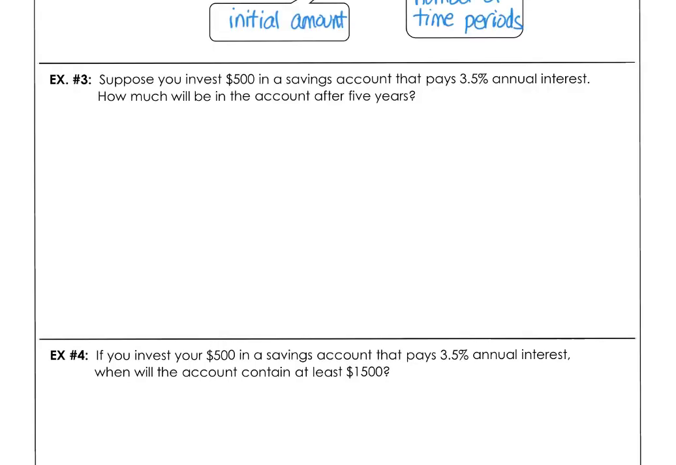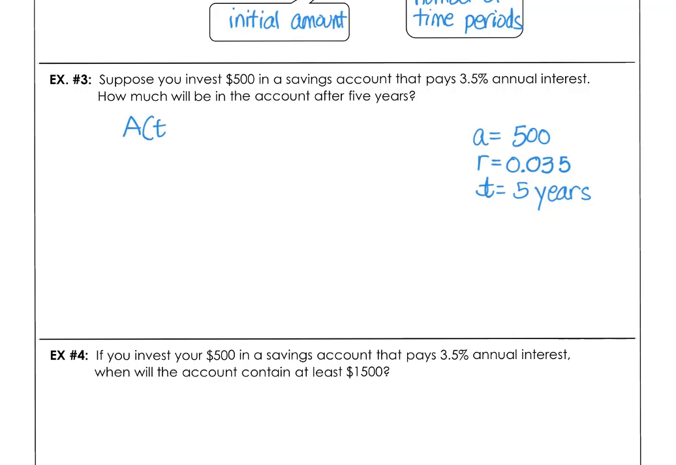Example 3 says, suppose you invest $500 in a savings account. So that's my lowercase a. The initial amount is $500. We're going to pay 3.5%. Moving that decimal over 2 places to the left, that would be 0.035. And we want to know how much will be in the account after 5 years. So our time period is going to be in years, and we're looking for 5.